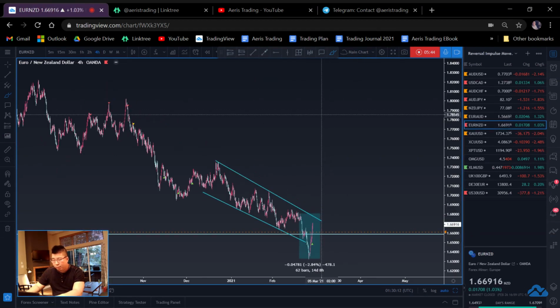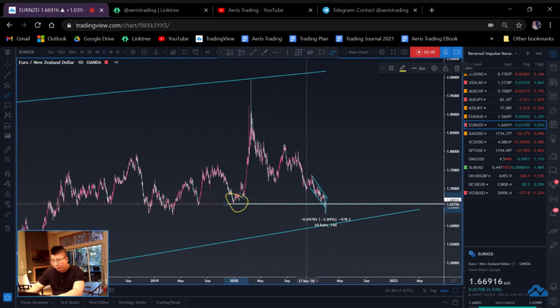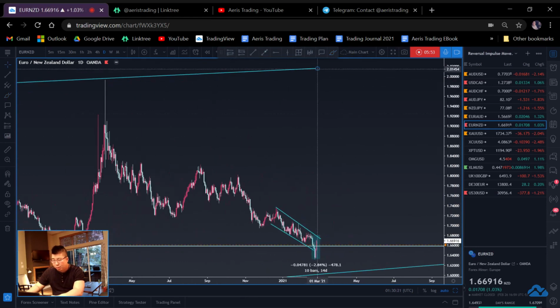So one more example from currency, same idea here. Euro Kiwi, double bottom here on the price. And if we look closely, it's the same kind of descending channel that we just saw on the Euro Aussie example. So descending channel moving to the double bottom.